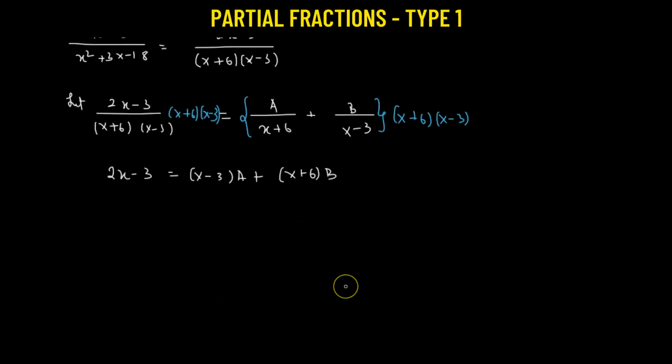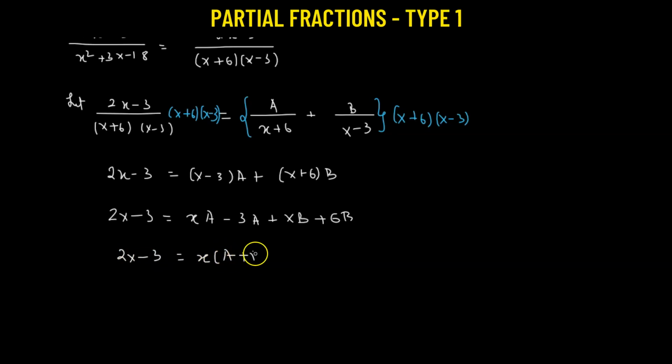Now let's find out the value of A and B. We can further reduce the right hand side of the equation as x times A minus 3 times A plus x times B plus 6 times B. We're going to compare on the right hand side all the terms containing x, so we have x multiplied by A plus B, and we're also going to compare the constant terms, that's negative 3A plus 6B.